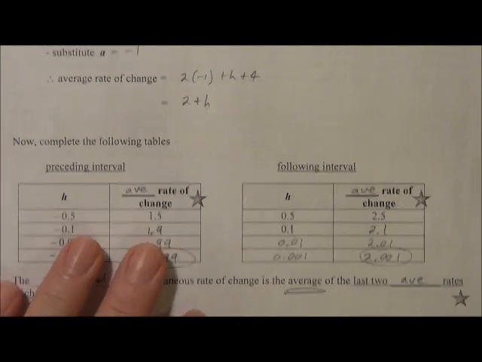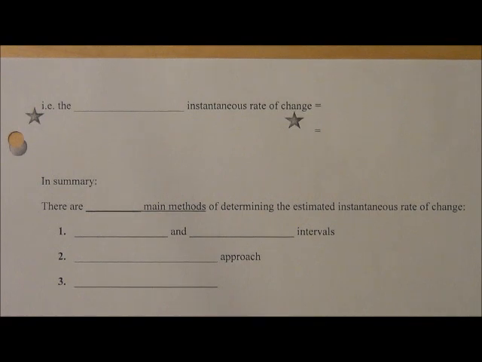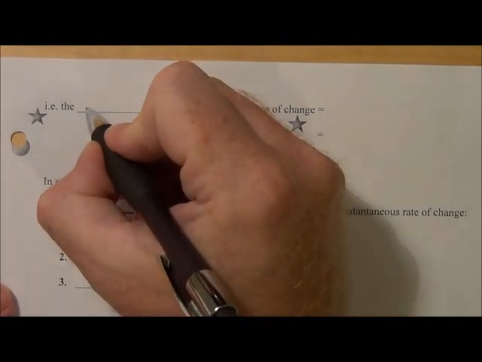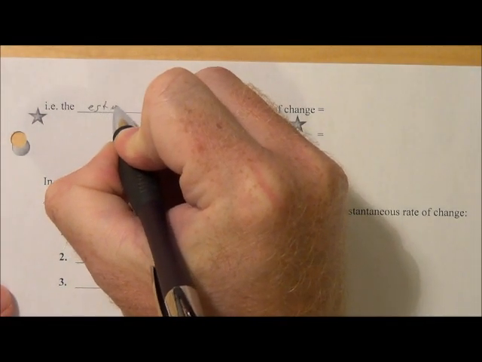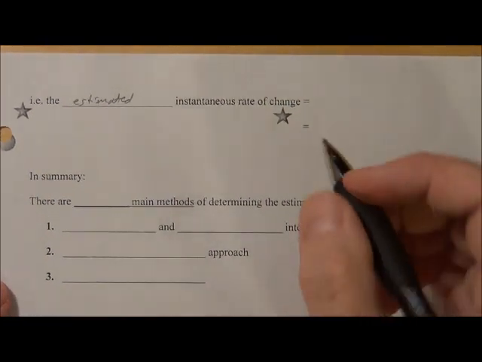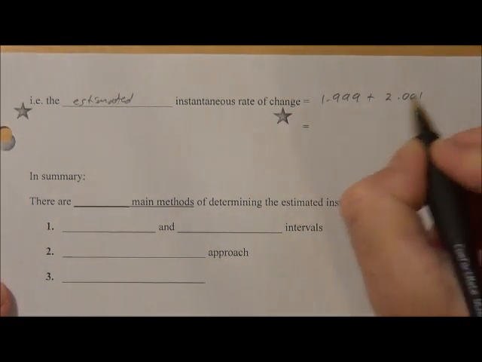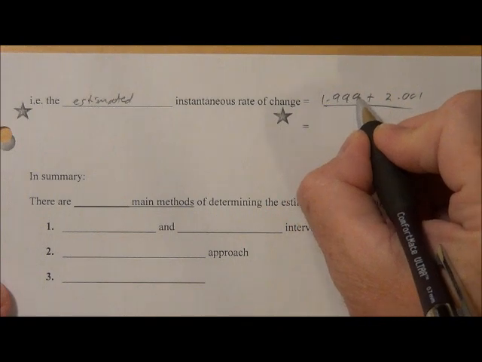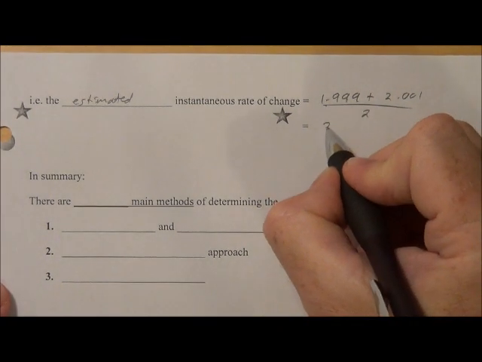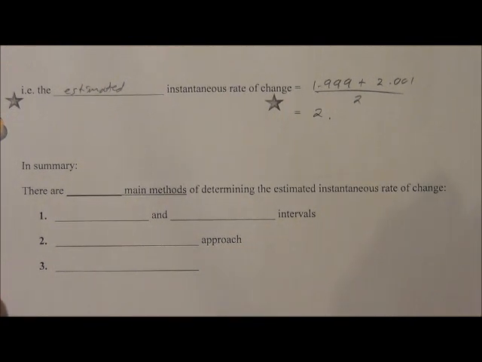And then the last thing we have to do now, just to finish things off, is the estimated instantaneous rate of change is 1.999 plus 2.001 divided by 2, and that gives us 2. And like the French say, voila! That is the estimated instantaneous rate of change.